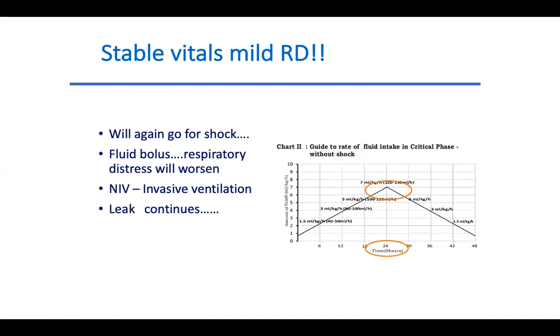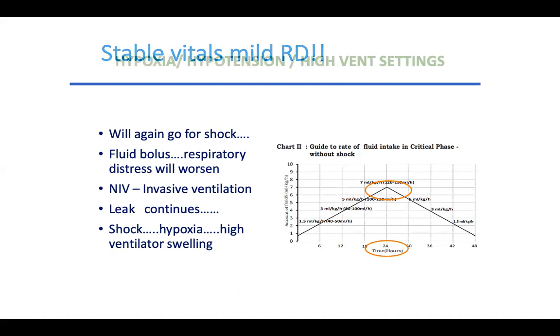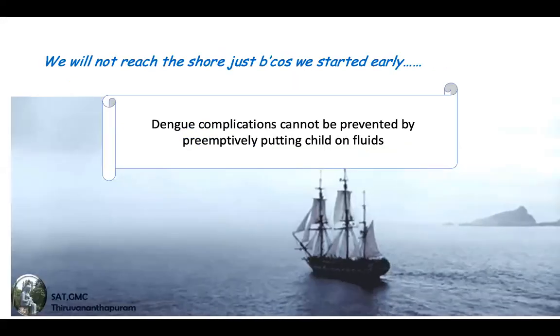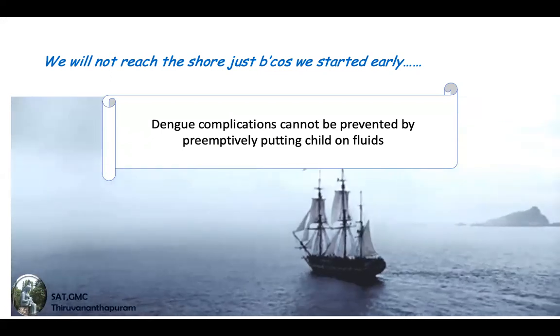And while you try to manage the respiratory part and restrict the fluids, you will find that the shock is worsening and the organs are failing. So hypoxia, high ventilatory settings, and hypotension is a deadly combination. So could we have done something different for this child to ensure that the child did not reach this stage? So always remember, in dengue, just because you started early, you are not going to reach the shore.